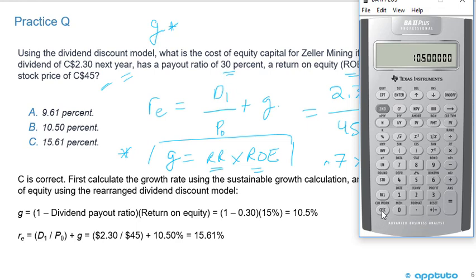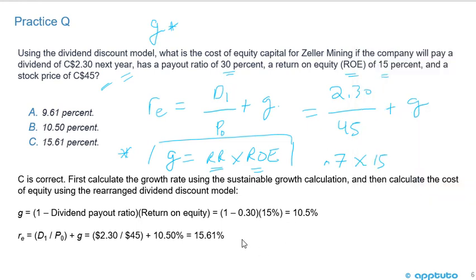So now we can do our calculation. It's $2.30, the dividend D1, divided by P0, which is 45. That gives us 0.05111 plus 0.105. And so we're going to have 15.61%. We can see that the required return for the equity is 15.61%. So a very nice question.